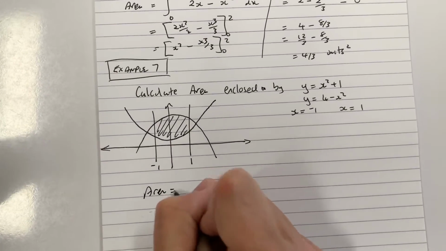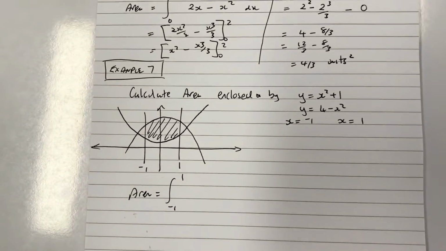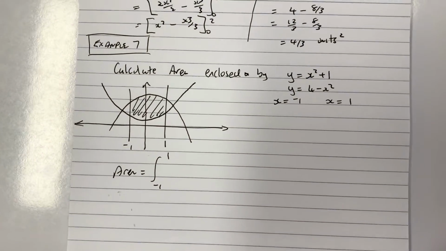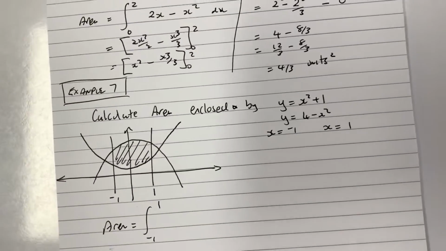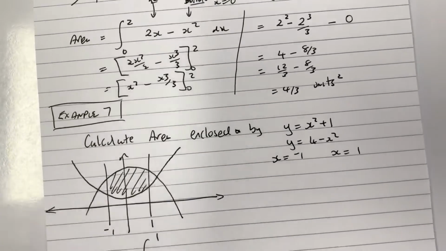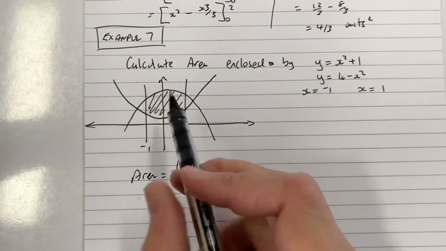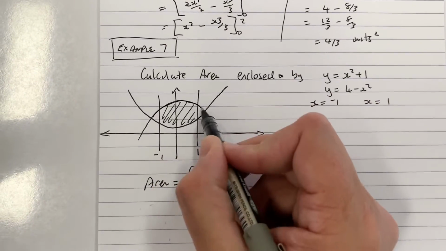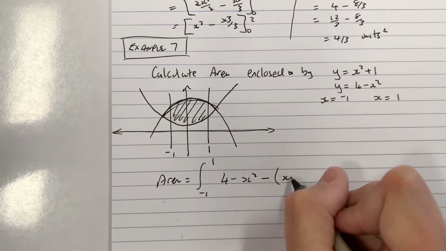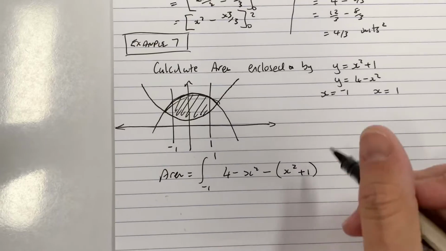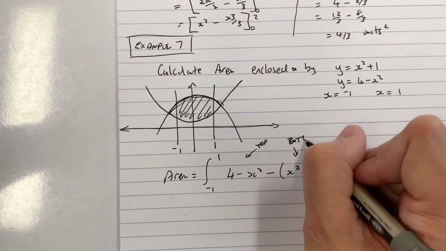So to work out my area, I'm going to go from negative 1 to 1. Now I'm going to calculate it as one area. Remembering the thing with area is we need to be careful if the graph goes below the x-axis. For this one, everything is above the x-axis, so we can just do it as one hit. Now the top curve, our top curve is the 4 take x squared. Take away our bottom curve, x squared plus 1. So again, it's the top over the bottom.